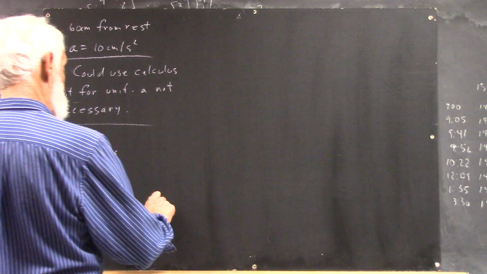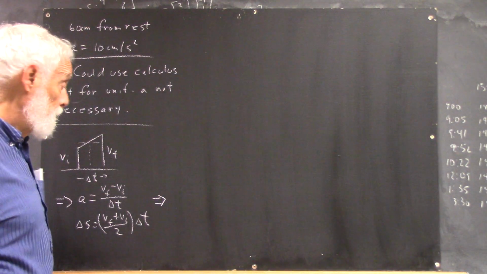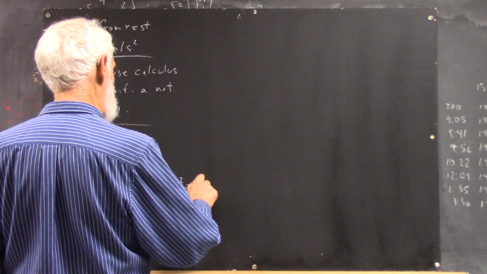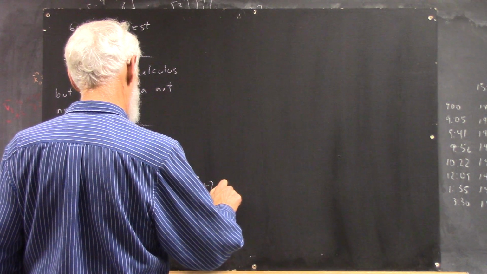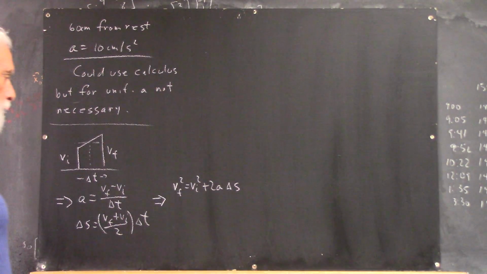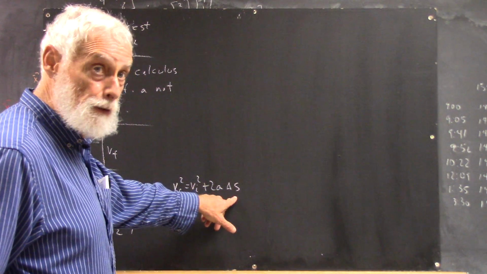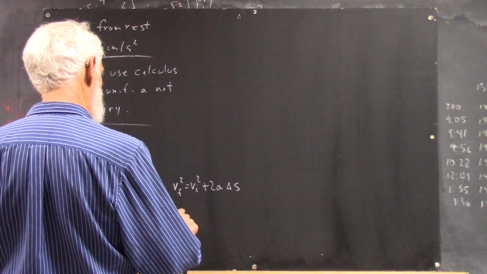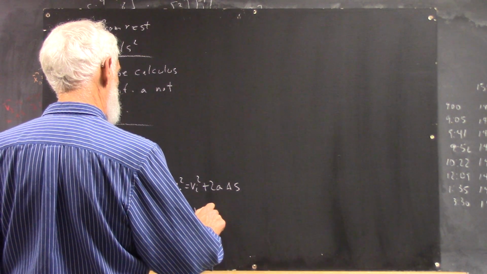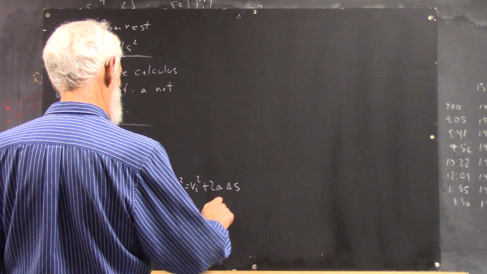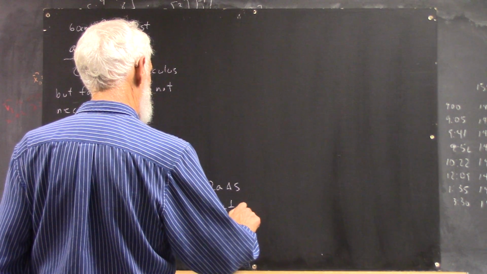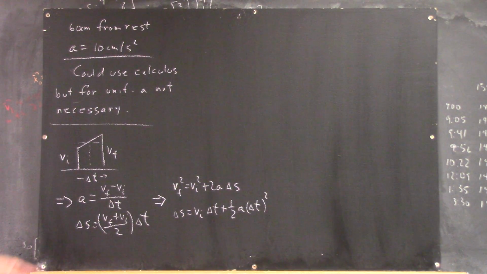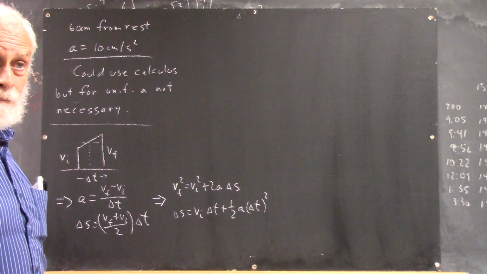And then this implies two more equations. Vf squared is Vi squared plus 2a delta S, where delta S is your change in position, right? And that delta S equals Vi delta t plus 1/2 a times the square of delta t. So here are four equations, okay?